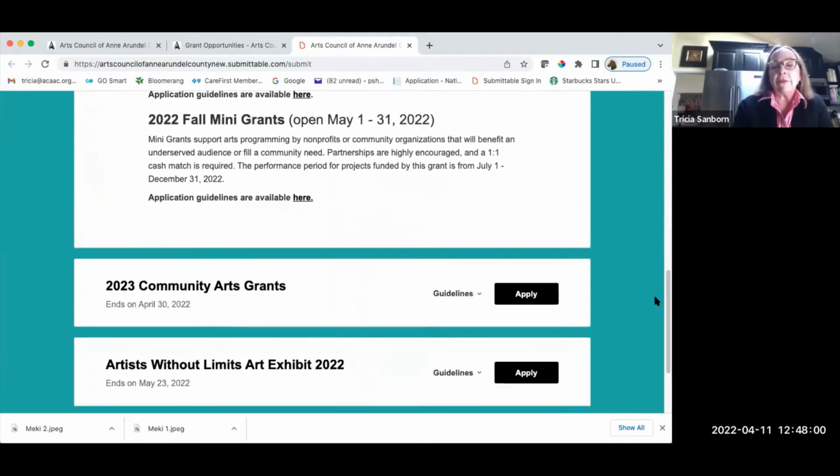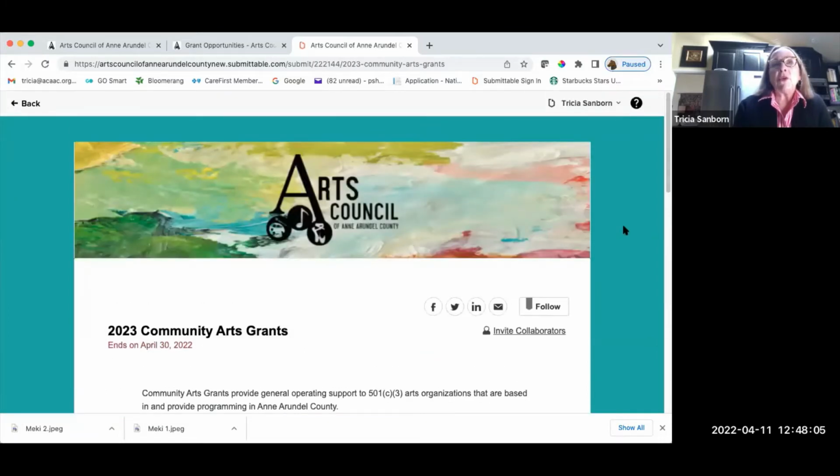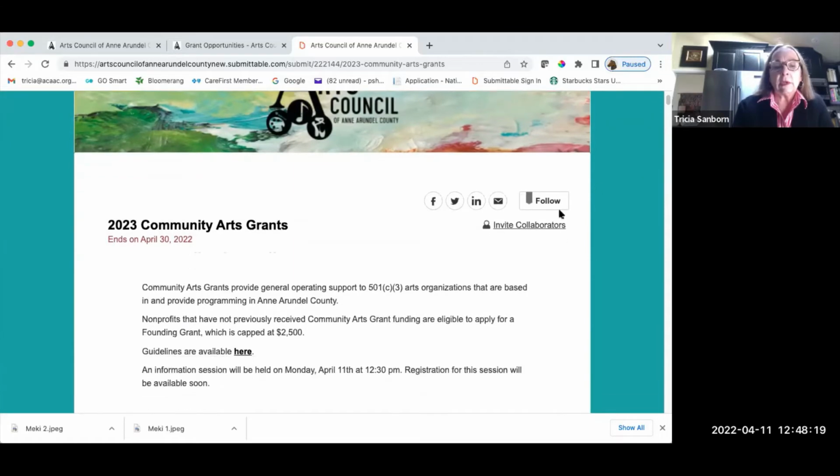So to apply for the Community Arts Grant, click on the apply. And again, if you have not set up an account in Submittable, which we've only been using since about August last year, you will need to do so. As you look at the top of the application, you can check out the guidelines again. And here's that magic invite collaborators button that I recommend you all use to bring in your coworkers who will be working on the grant with you.